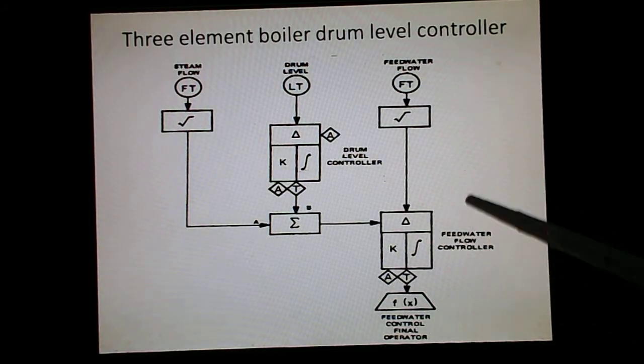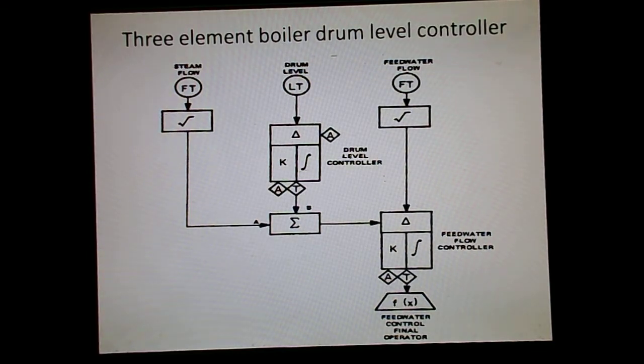So this controller will try to balance the steam flow and feed flow. If they are balanced, your drum level should remain constant. But as you know, level control is never self-regulating. A slight mismatch between steam flow and feed flow will lead to either a continuous increase or a continuous decrease of the drum level signal.